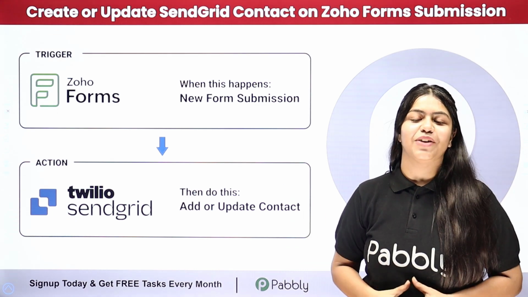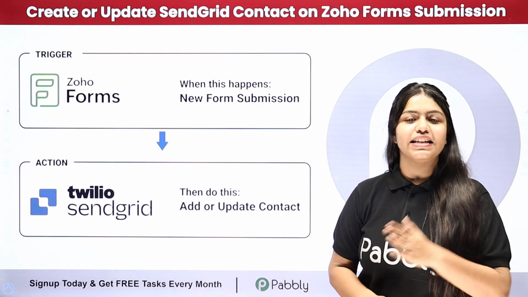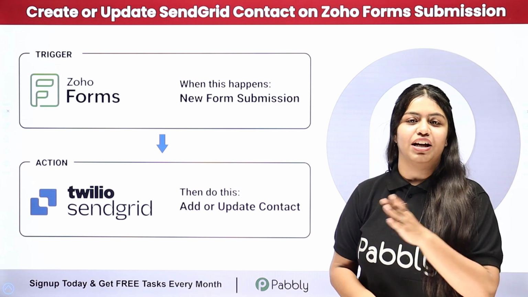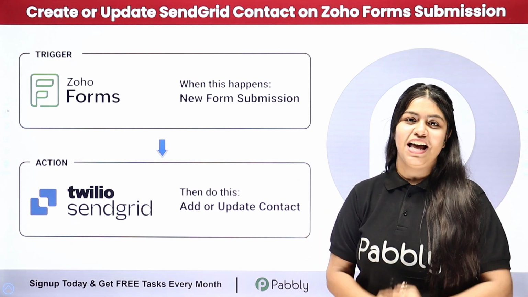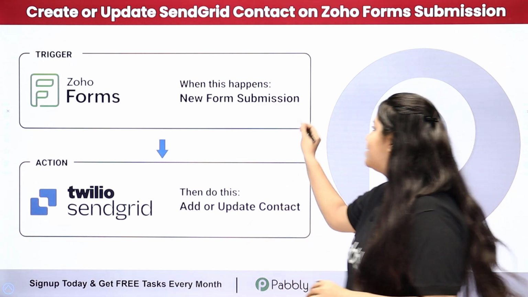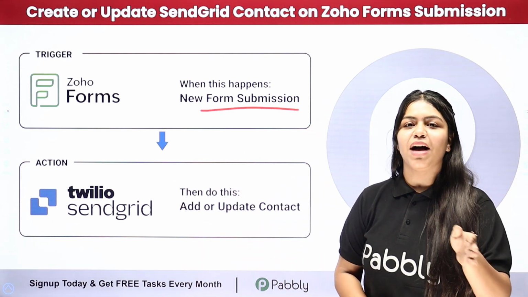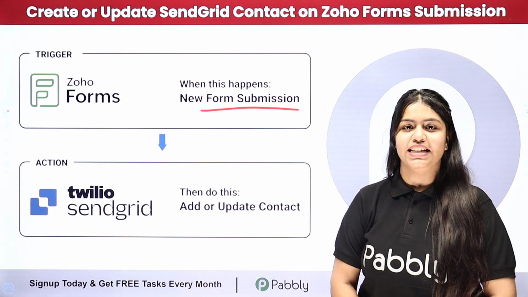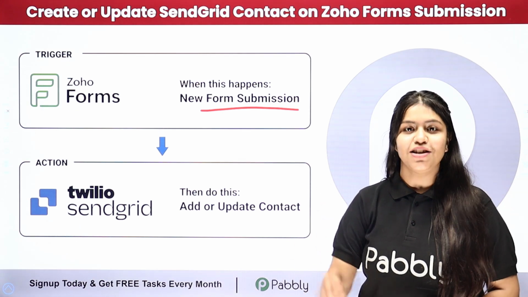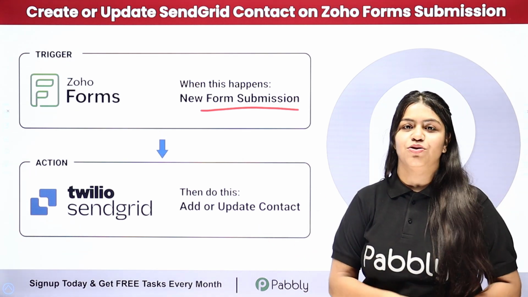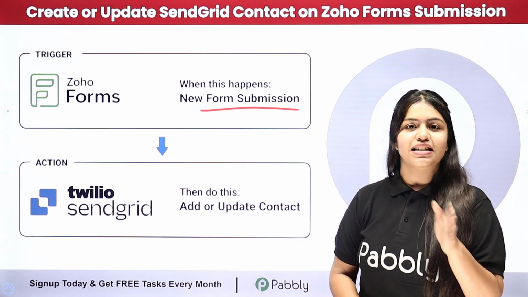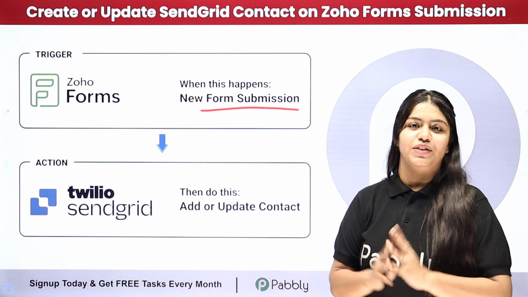So here I'm running a real estate agency and we collect the details of our potential clients or our leads with the help of Zoho Forms. So now what I want is that as soon as we receive the details of our lead with the help of Zoho Forms, automatically with the help of the same lead details, a new contact should be created or updated in my SendGrid account too, so that we can create targeted email marketing campaigns for all of these leads.